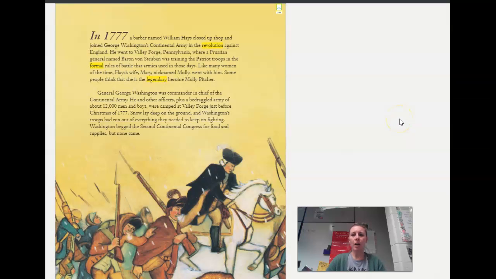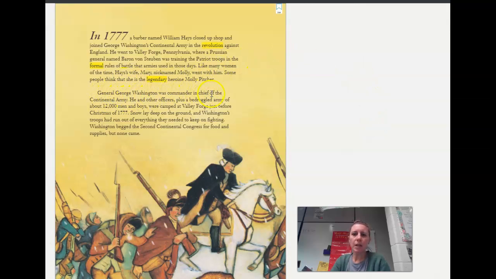In 1777, a barber named William Hayes closed up shop and joined George Washington's Continental Army in the Revolution against England. He went to Valley Forge, Pennsylvania, where a Prussian general named Baron von Steuben was training the Patriot troops in the formal rules of battle that armies used in those days. Like many women of the time, Hayes' wife, Mary, nicknamed Molly, went with him. Some people think that she is the legendary heroine Molly Pitcher. So again, with legends, we don't know things to be positively true. Those are just stories or ideas passed down from generations.